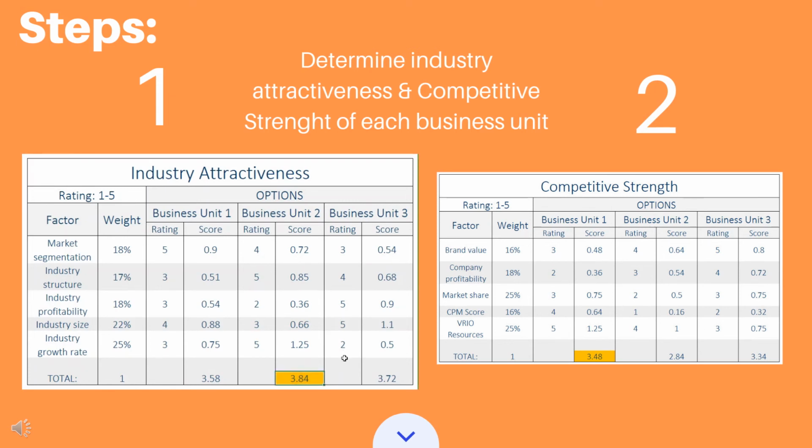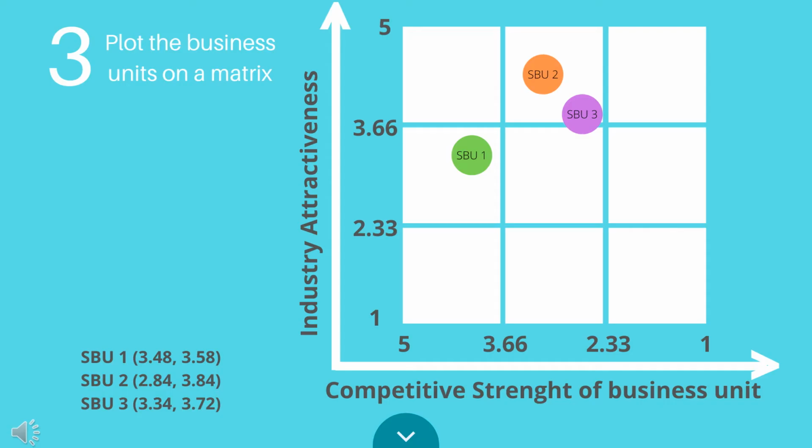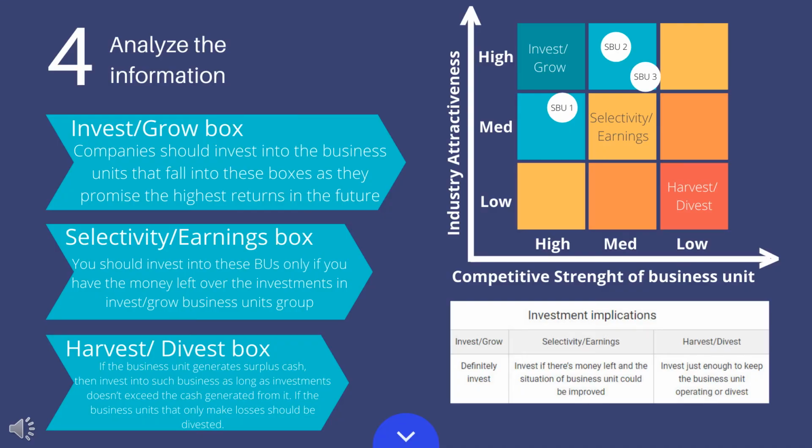Step number 3. With all the evaluations and scores in place, we can plot the business units on the matrix. Each business unit is represented as a circle. Step number 4, analyze the information.